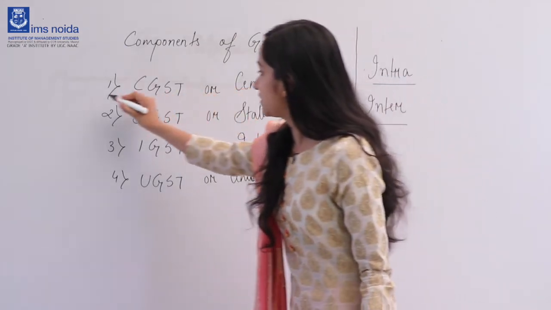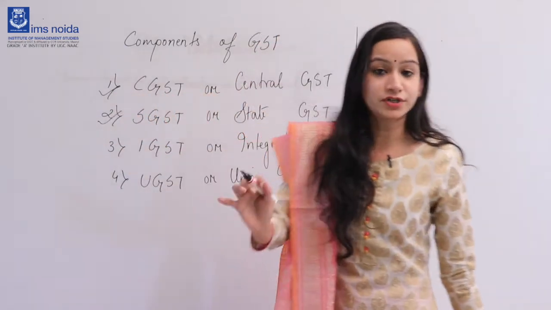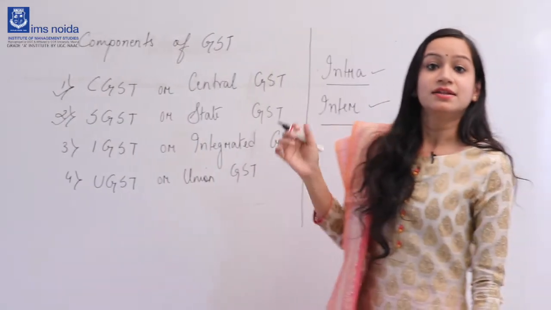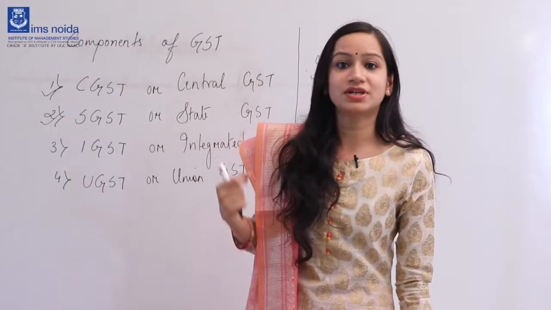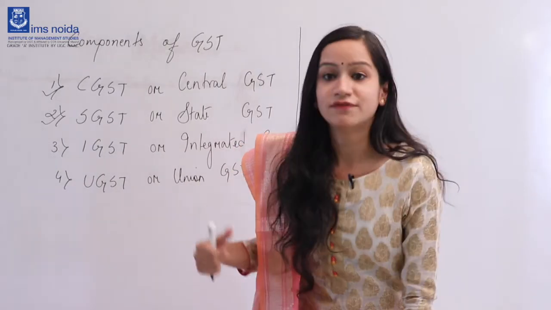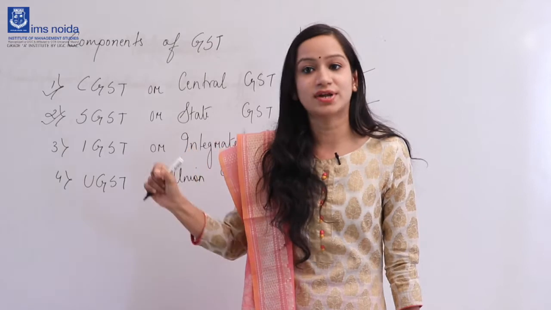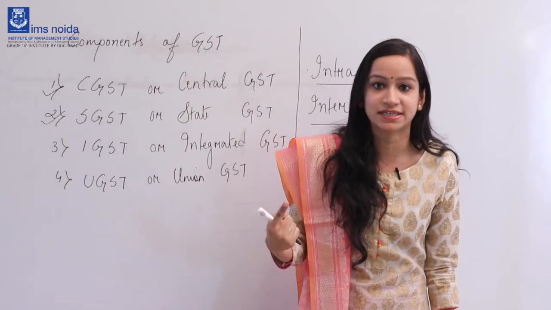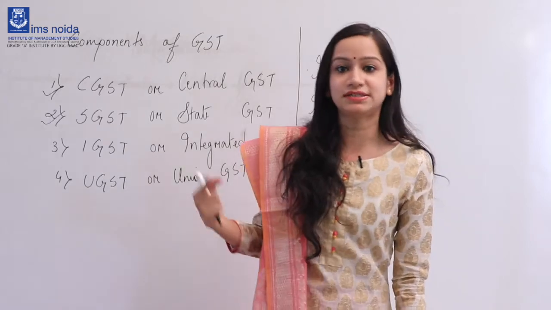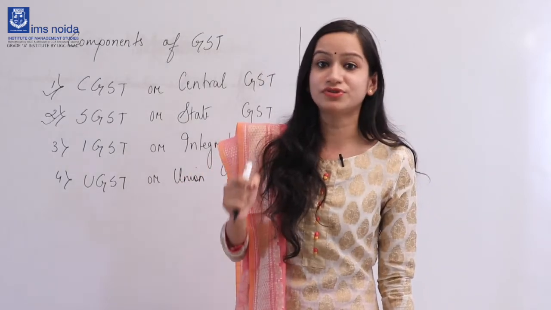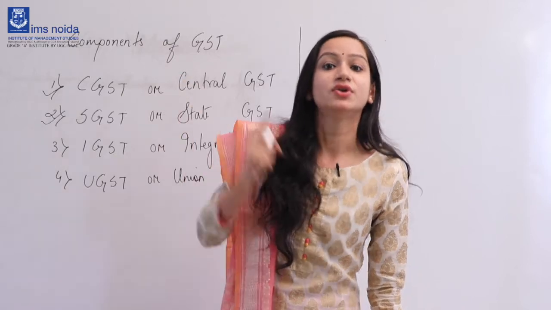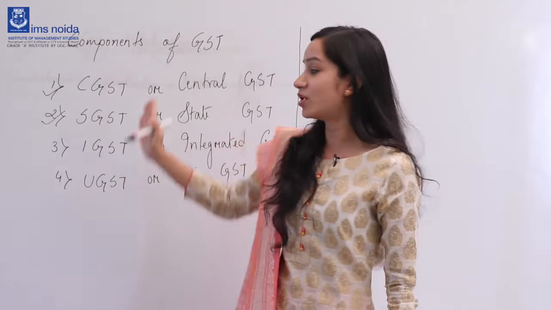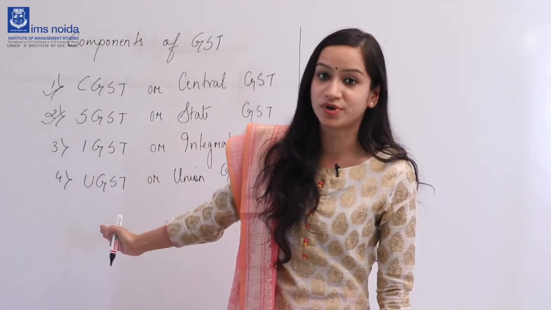Now coming to CGST and SGST, first of all we need to know about two concepts, intra and inter. There are two terms, intrastate transaction and interstate transaction. When we talk about an intrastate transaction, that means the transactions which are happening within one state. And when we talk about an interstate transaction, those are transactions which are happening between two different states. Intra and inter are very important to know the concept of the components of GST.